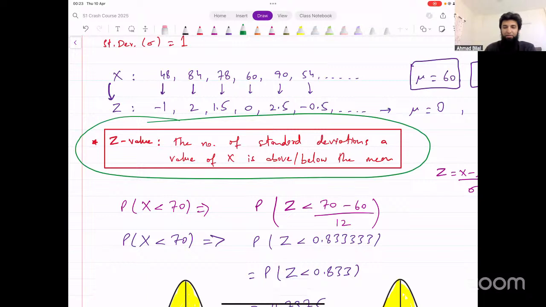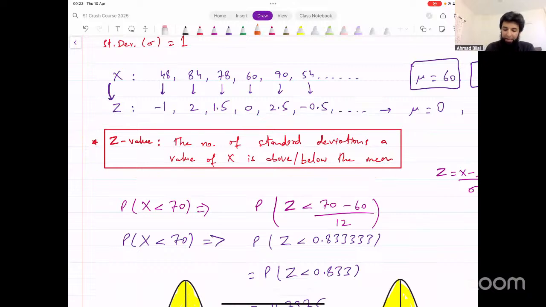How do you understand z values? Z value represents the number of standard deviations an x value is above or below the mean.